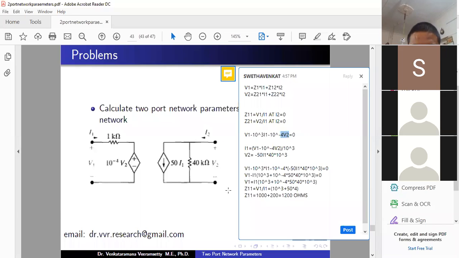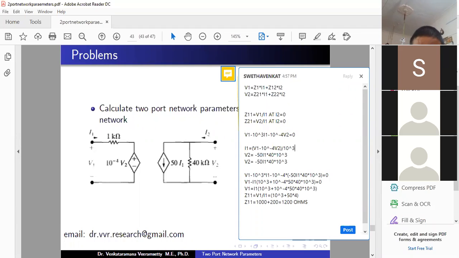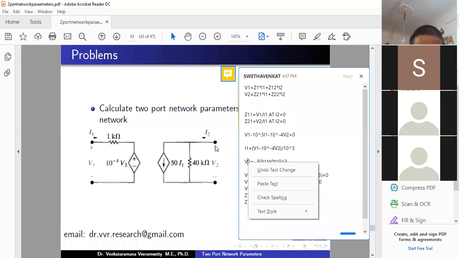First, calculate V2. Keep it aside and try to calculate V2. V2 is nothing but the voltage across the second port, with positive here and negative here, which is the voltage across the 40 kilo ohm. The 50 into I1 current source current flows through the 40 kilo ohm, because no current flows in this branch as it is open. So the voltage across the 40 kilo ohm equals 50 into I1 multiplied with 40 kilo ohm.